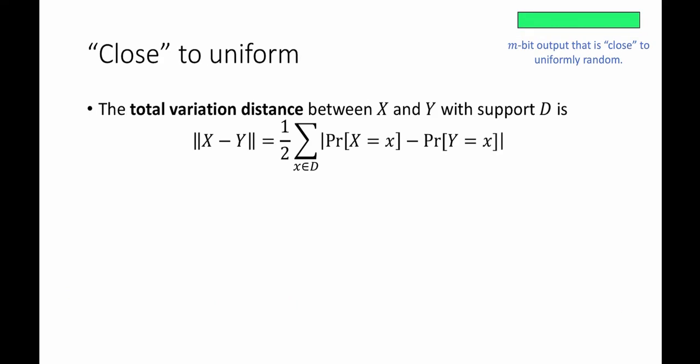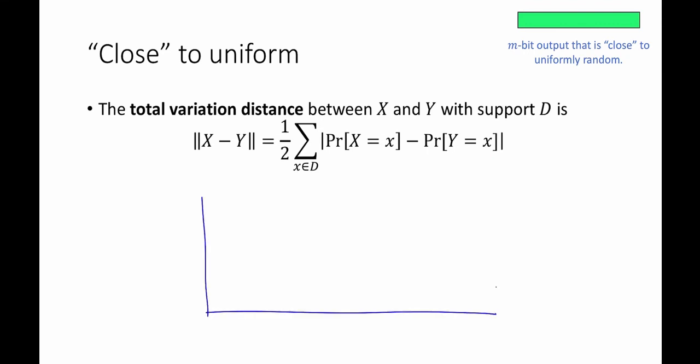Next, recall that we wanted the output of this extractor to be quote-unquote close to uniform. How do we quantify close? We're going to use the total variation distance that we've seen before. Just as a reminder, the total variation distance between X and Y, if both X and Y are random variables with support D, is defined as this. It's 1/2 the L1 distance between the probability mass functions. That is, 1/2 times the sum over all x in the domain of the absolute value of the difference between the probability that capital X is equal to little x minus the probability that capital Y is equal to little x. In pictures, it looks like this.